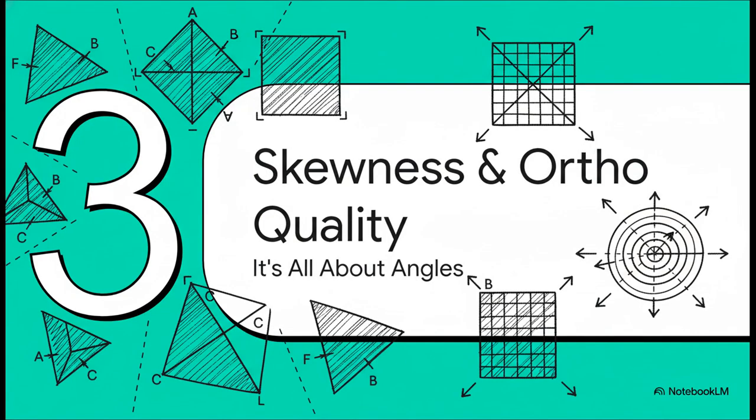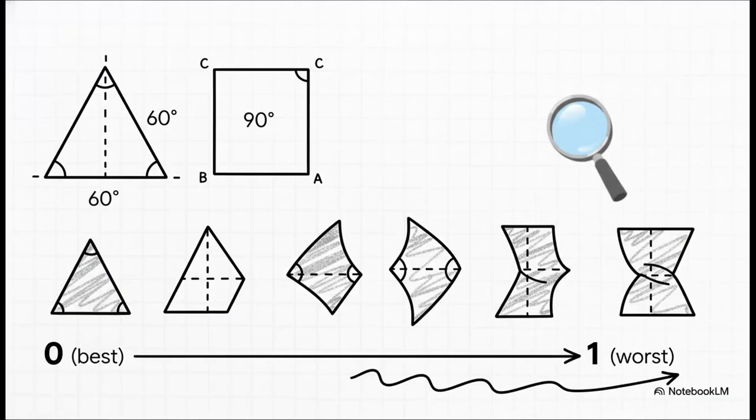All right, next up are a couple of metrics that are all about the angles inside your elements. Let's talk about skewness and orthogonal quality. Skewness basically tells you how lopsided or squished an element's angles are. A perfect triangle has all 60-degree angles, and a perfect quad has all 90-degree angles. The more your element deviates from that, the higher its skewness score gets. Now, here's a key thing to remember. For skewness, 0 is perfect and 1 is the absolute worst, so low is good.